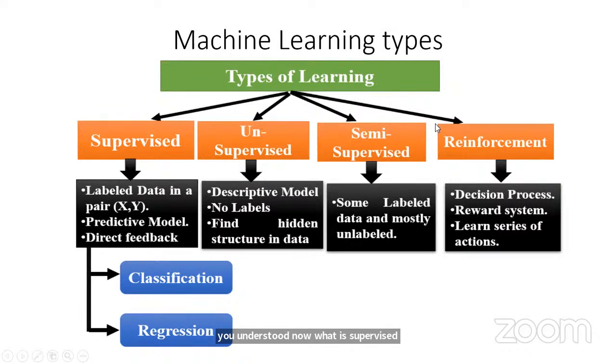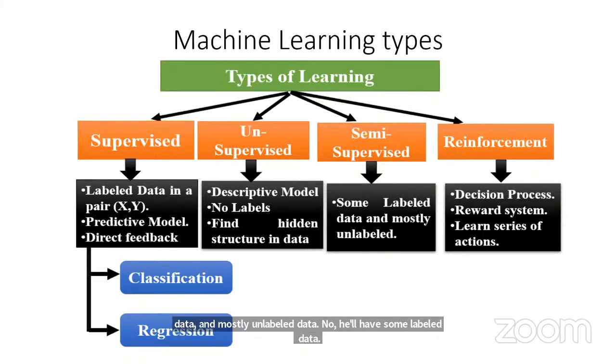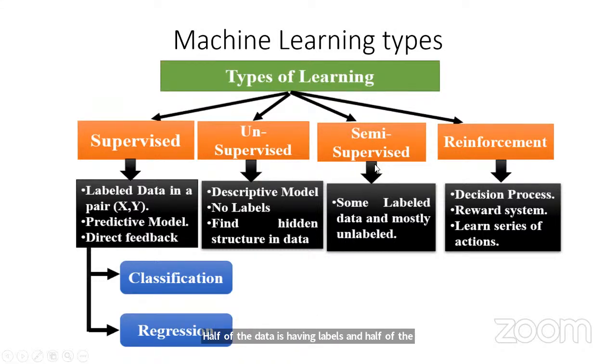So now I'm moving to semi-supervised. Now, from here, you can understand that semi-supervised means some labeled data and mostly unlabeled data. Now here we have some labeled data. Half of the data is having labels and half of the data is unlabeled. So this is known as semi-supervised learning. And finally, the reinforcement learning.